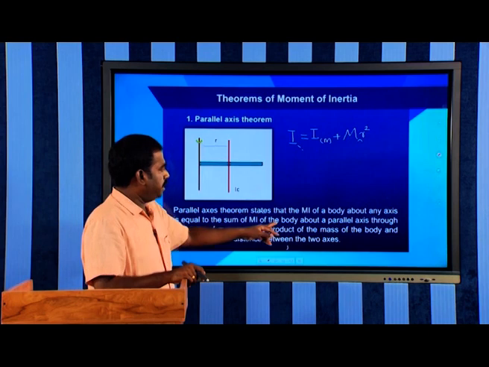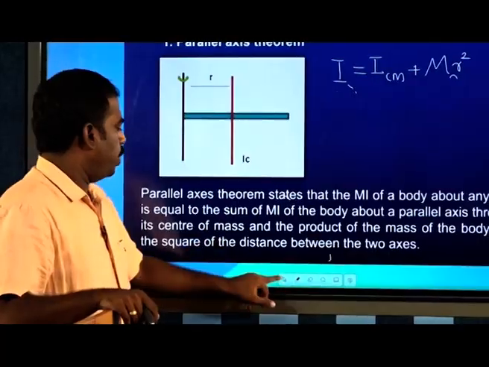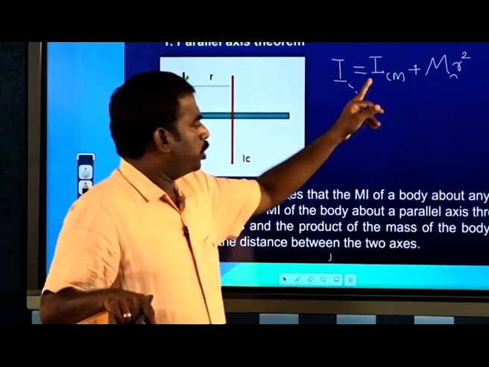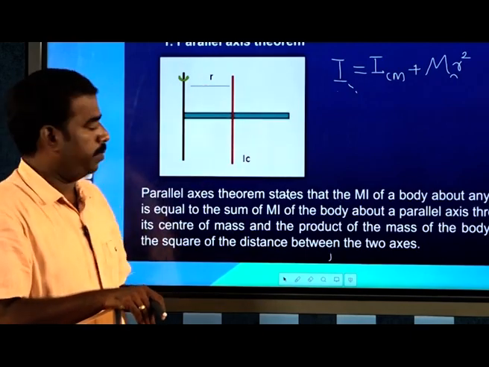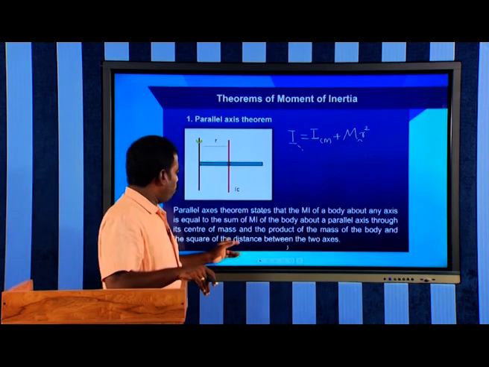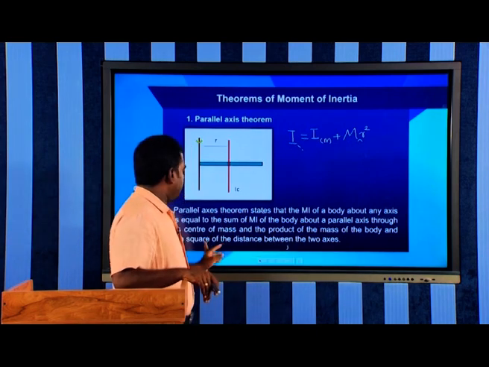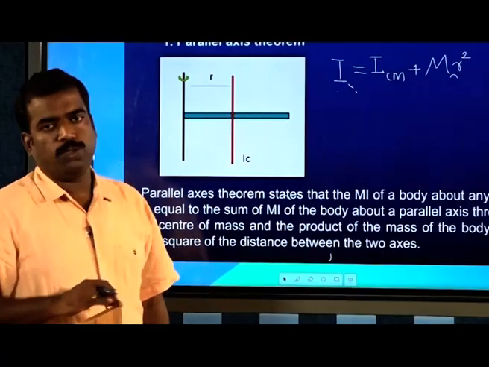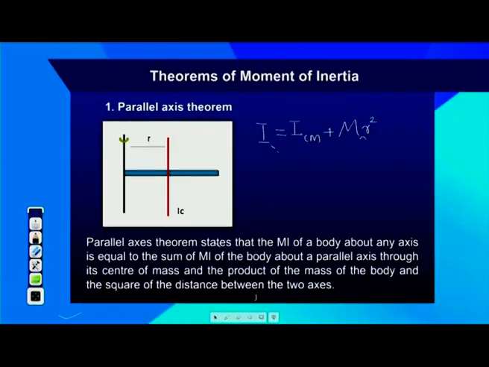So the parallel axis theorem states that the moment of inertia of a body about any axis is equal to the moment of inertia of the body about a parallel axis through its center of mass plus the product of the total mass of the body and the square of the distance between the two axes. These two axes must be parallel to one another. So I equals I_CM plus MR squared, where I_CM is the moment of inertia of the body about the center of mass, M is the total mass, and R is the distance between these two parallel axes.